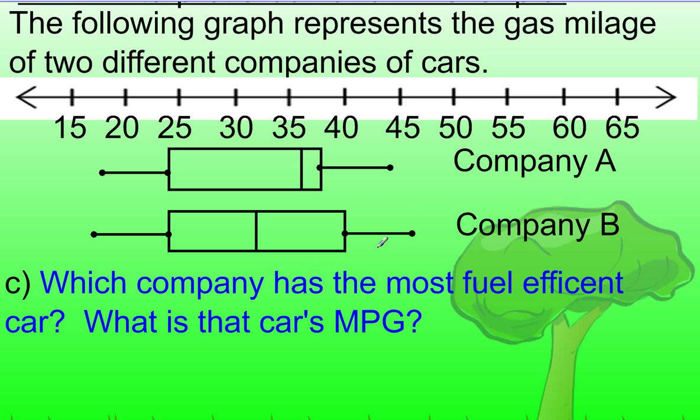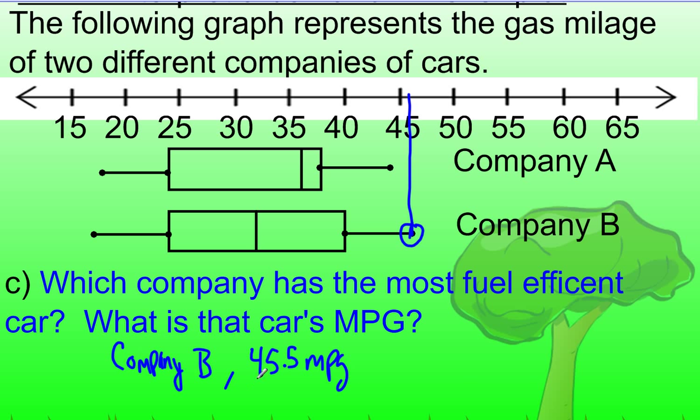Okay, hopefully you found that company B has the most fuel-efficient car because it has the highest upper extreme. And that looks like what? 45.5 mpg. So company B has the most fuel-efficient car, and its miles per gallon is around 45.5 miles per gallon.